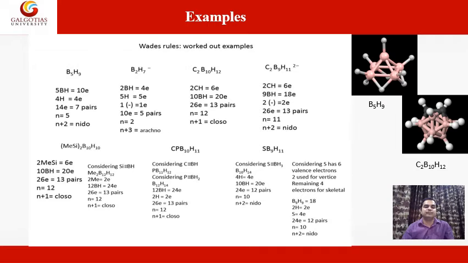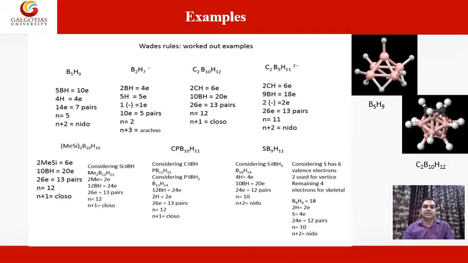Now calculating by this one, we know that in this case the number of boron atoms is equal to 2. That's why we have taken the n value as 2 here. When we calculate with these electron pairs, we find that the remainder will be 3. That's why it belongs to the n plus 3 category. That means the shape is of the arachno type cluster for B2H7 minus.